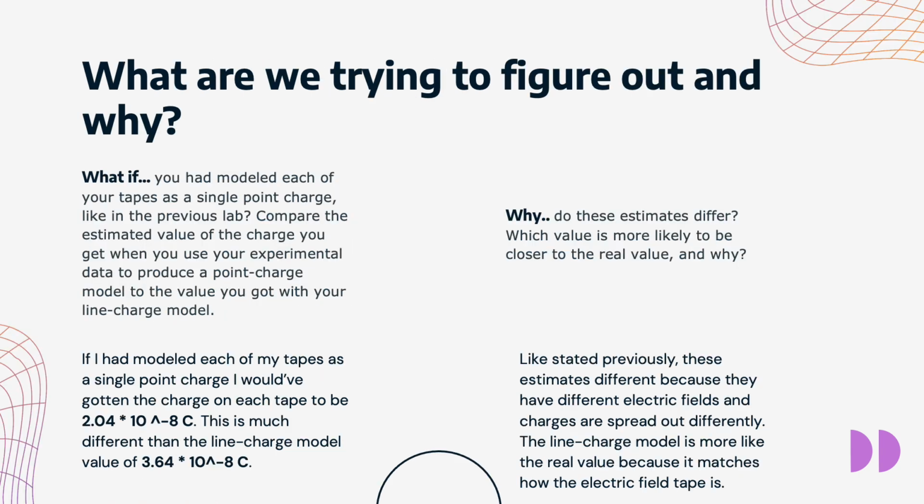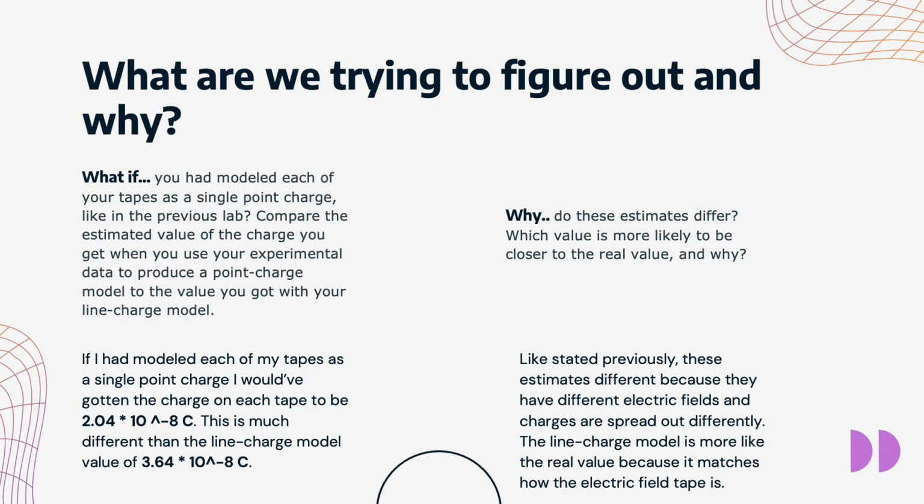And so when we wrap it all together, we see what we are trying to figure out and why. The question is: what if you had modeled each of your tapes as a single point charge like in the previous lab? We could compare the estimated value of the charge you got using your experimental data to produce a point charge model to the value you got with your line charge model. If I had modeled each of my tapes as a single point charge, I would have gotten the charge on each tape to be 2.04 times 10 to the negative 8 coulombs, which is much different than the line charge model, where I got 3.64 times 10 to the negative 8 coulombs.